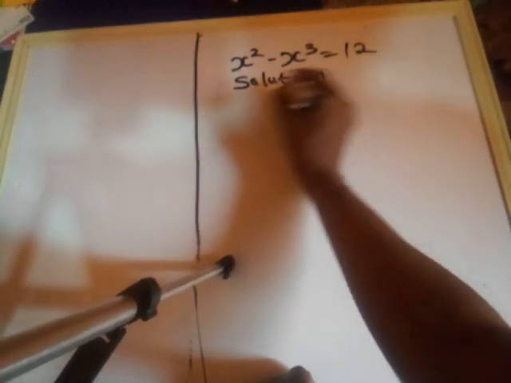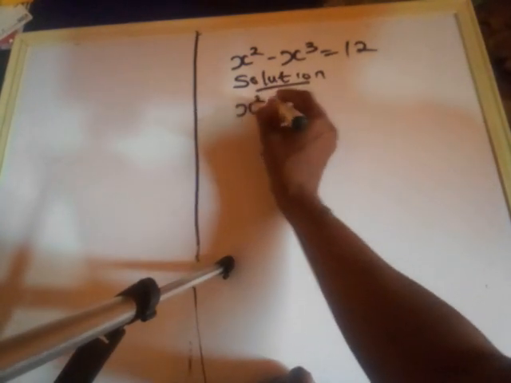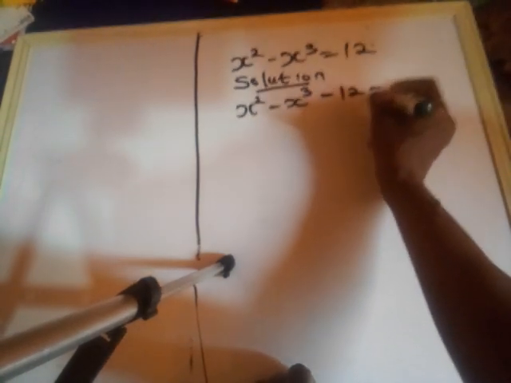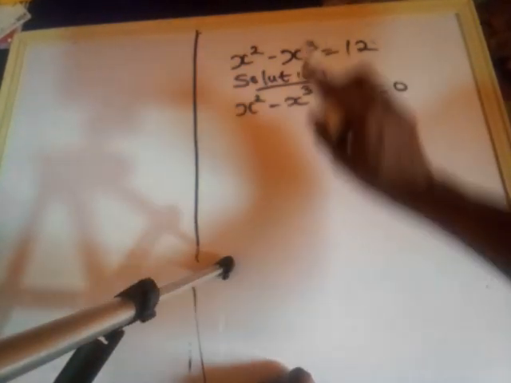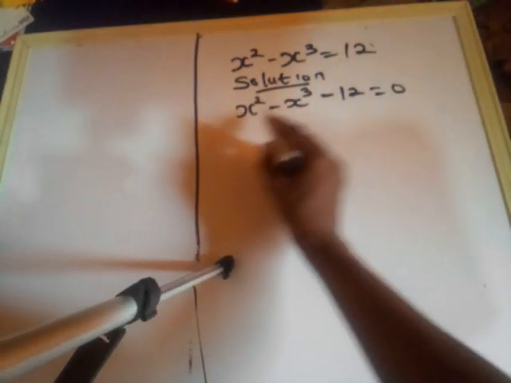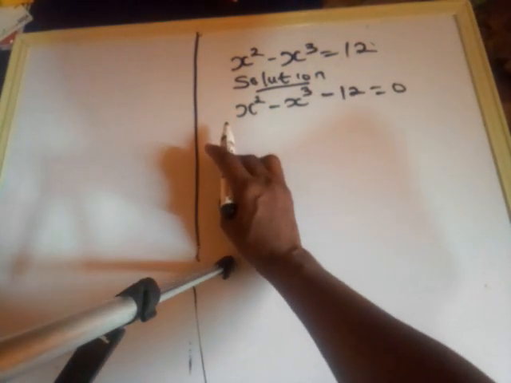Solution. So we have x squared minus x raised to the power of 3. Then this comes to this side, it becomes negative. We have an invisible plus here. So when you cross to the other side, it becomes what? Negative.